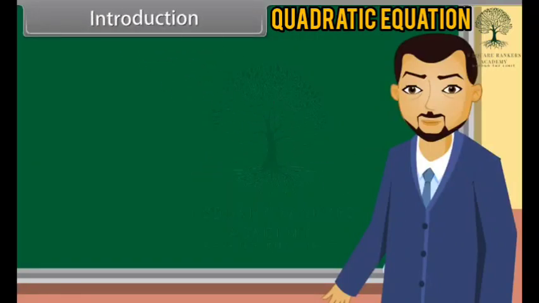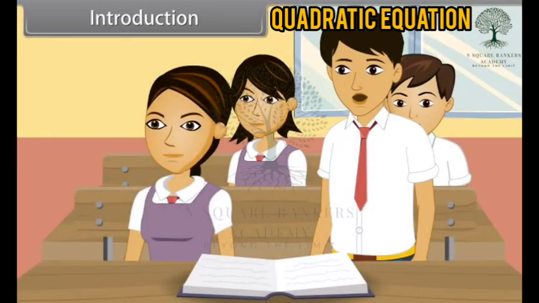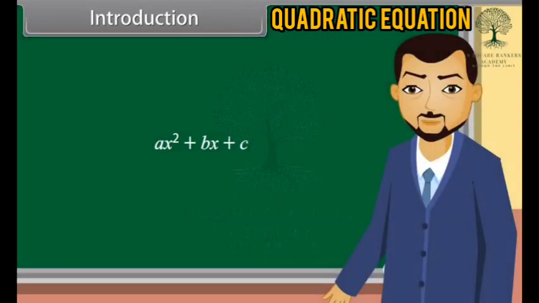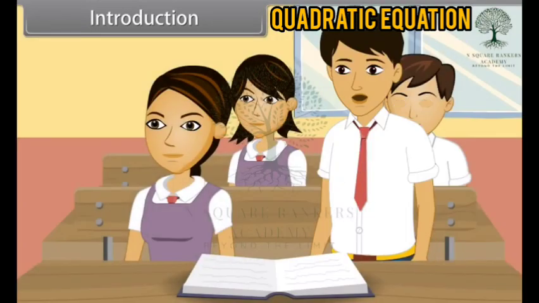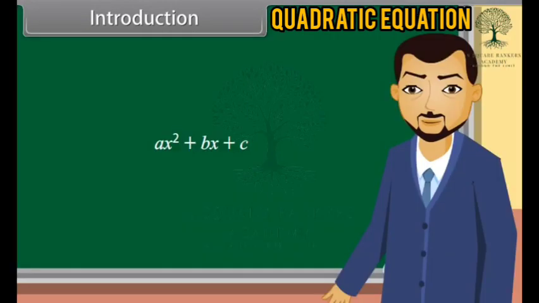Introduction. Students, do you know what polynomials are? Polynomial is an expression of more than two algebraic terms. And can you tell which type of polynomial is this? Is it quadratic polynomial, sir? Correct. This is a quadratic polynomial.